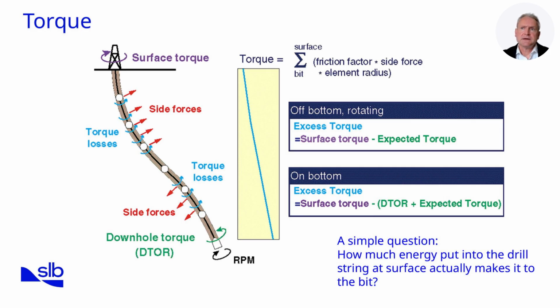Examining the string on the left, we can observe that torque losses are applied in the opposite direction to rotation throughout the entire string. The torque loss is the sum of the friction factor multiplied by the side forces and the hole size. When we are off bottom rotating, the excess torque is the measured torque at the surface minus the calculated free rotating torque. When on bottom, the calculated free rotating torque is combined with the reactive torque from the bit.